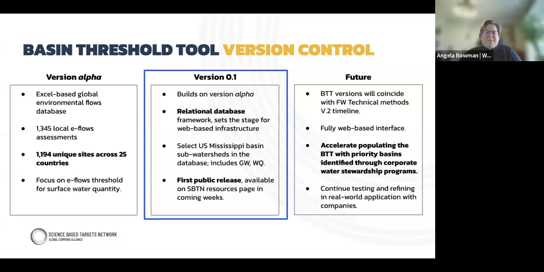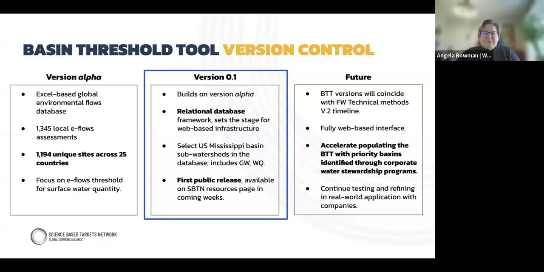Version 0.1, which is now available in the public consultation. Please review the public consultation to see all the documentation and information that's available for the basin threshold tool today. Version 0.1 builds on this version alpha, basically creating a database that sets the stage for our future development of web-based infrastructure. We tested this version 0.1 in select Mississippi basins in the United States. And this also includes for the U.S. basins, the groundwater and water quality components of the environmental flows thresholds that Alan and Sarah have both been mentioning. This is technically the first public release, and it's all available on the SBTN resources page.